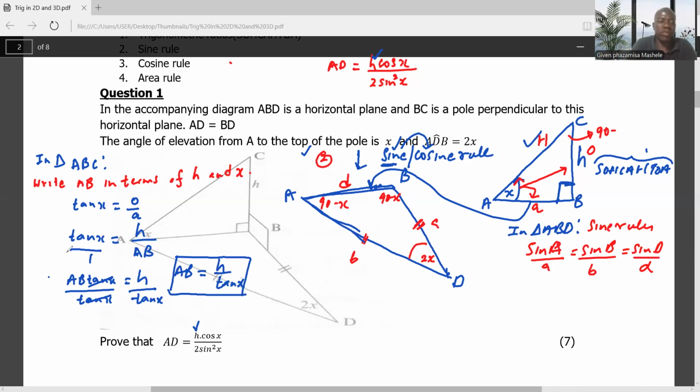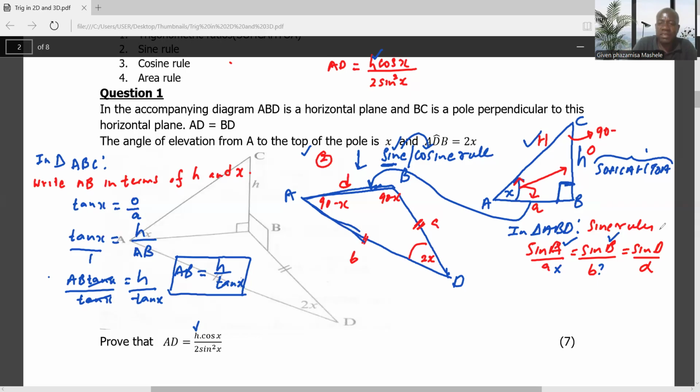Let's check what we know already. Do we know angle A? Yes, angle A is 90 minus x. Do we know small letter a? Small letter a is BD, we don't know it. Do we know angle B? Angle B is 90 minus x. Small letter b we do not know, but it's what we are looking for, because small letter b is our AD.